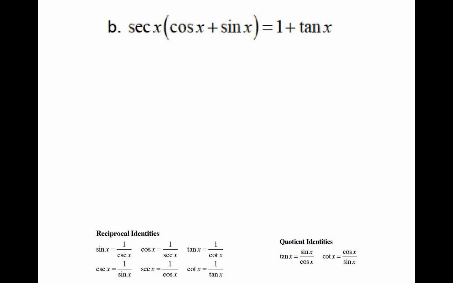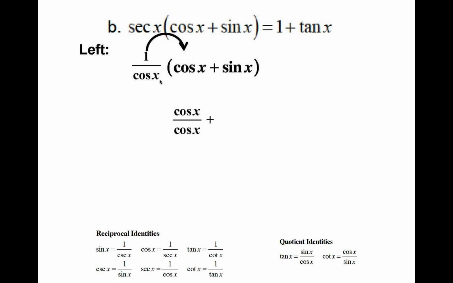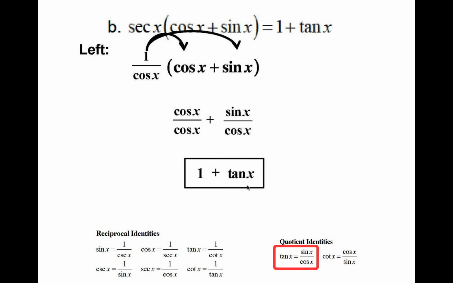Try B. So you should have done the left side because that's the side you distribute. Secant x, the reciprocal is 1 over cosine x. And then we are going to drop this down. We distribute. So it's 1 times cosine x is cosine x over cosine x. 1 times the sine of x is the sine of x over cosine x. And then cosine over cosine is 1. Plus sine over cosine is equivalent to the tangent of x. That's the right side, it checks.